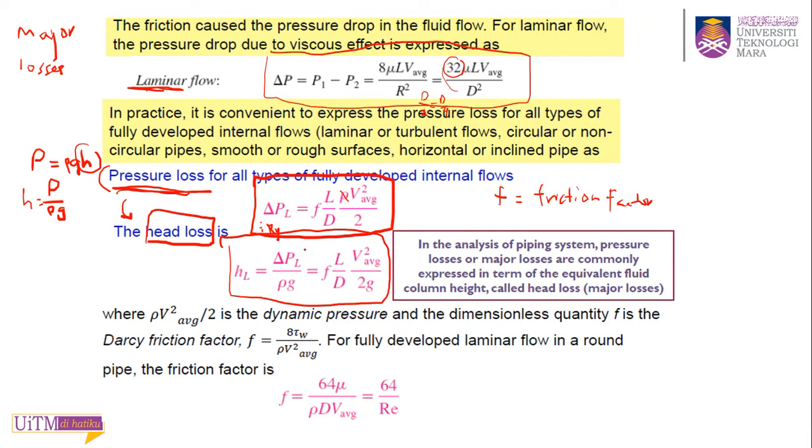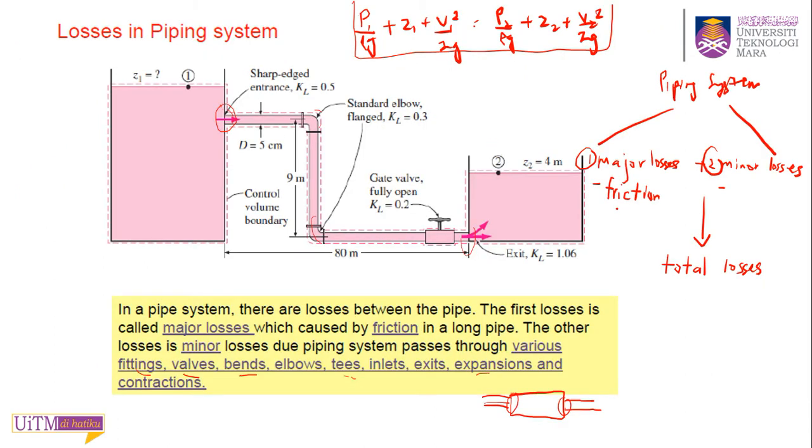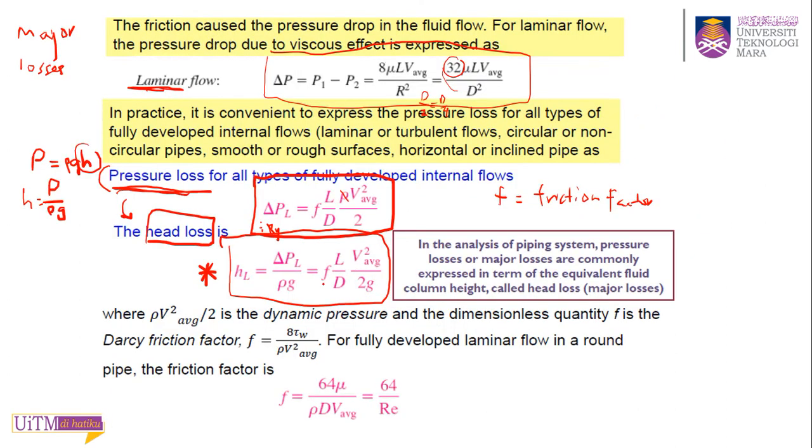Okay, so this is the main equation. Finally, the final equation that you will use to calculate the major losses in the piping system. This major loss, h_L. When we want to calculate the major losses, we will use this equation.